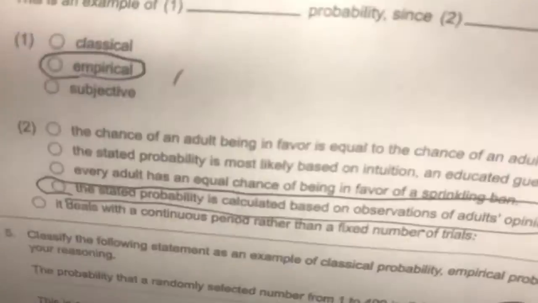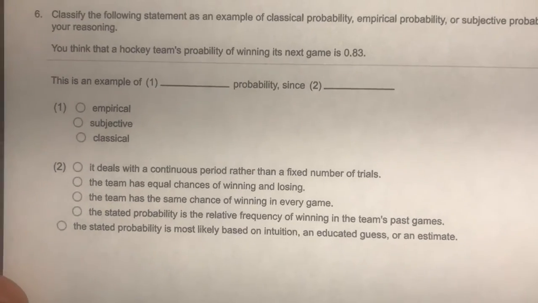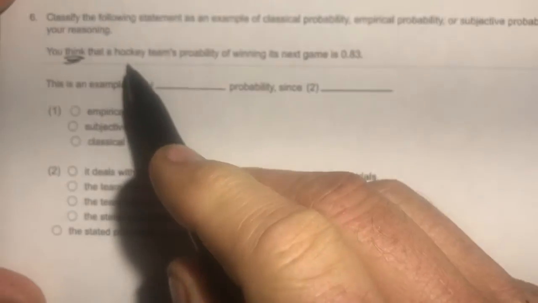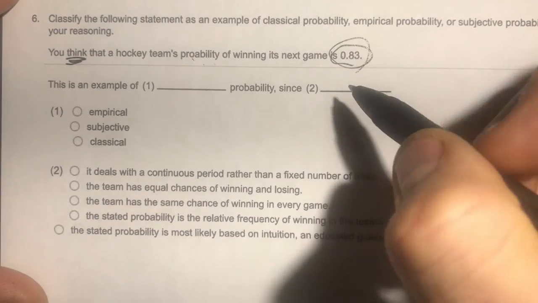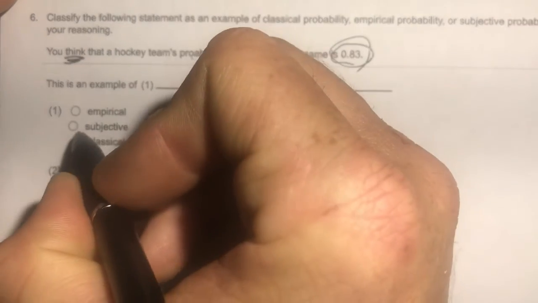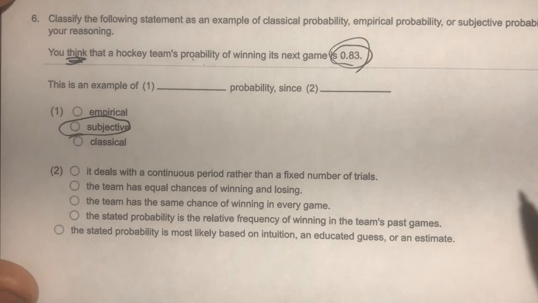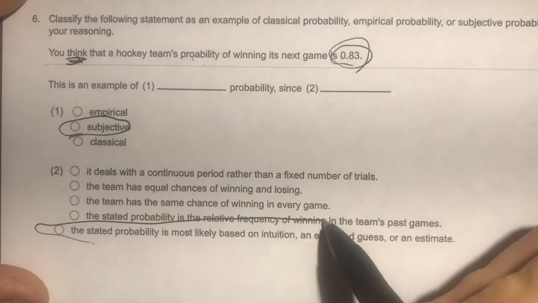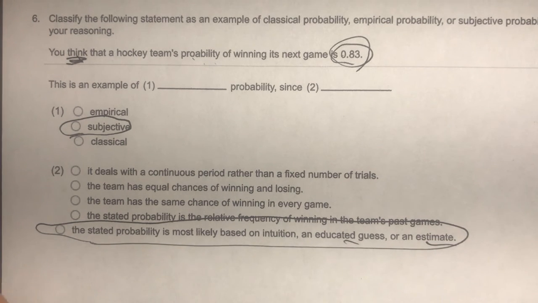One more. Number 6. You think, right off, that a hockey team's probability of winning its next game is 0.83. This is subjective because you're thinking this. This is based on your intuition. So it's most likely based on intuition or educated guess or an estimate.